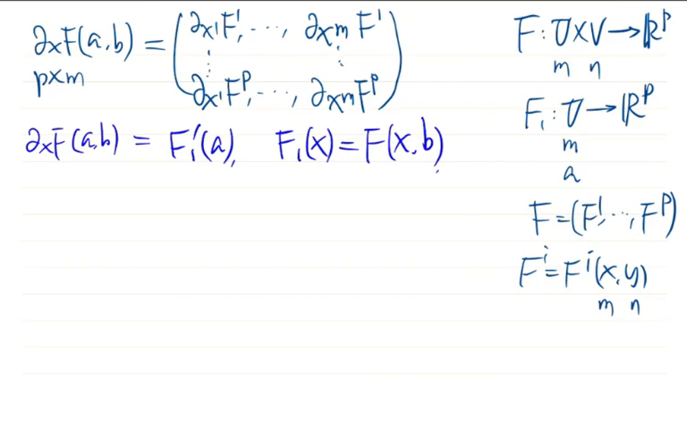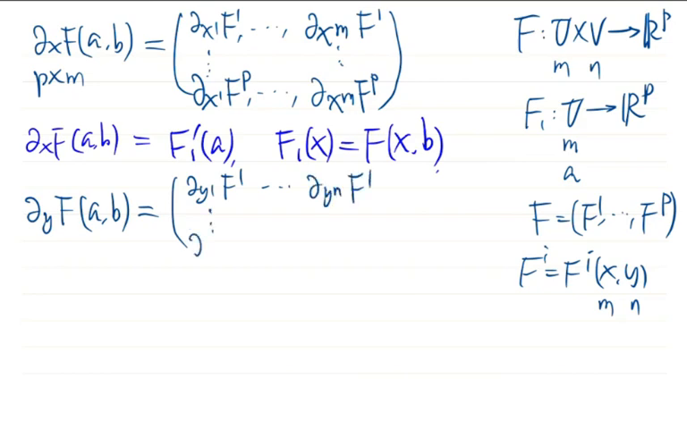Okay, similarly, the partial derivative with respect to y at the point (a, b) is given by the matrix with entries the partial derivatives of fi with respect to yj, from the partial of f1 with respect to y1 through f1 with respect to yn, down to fp with respect to y1 through fp with respect to yn. This is a p by n matrix. Of course, all the partial derivatives are evaluated at (a, b), x equal to a, y equal to b. Okay, so this is the matrix representation of the partial derivative.